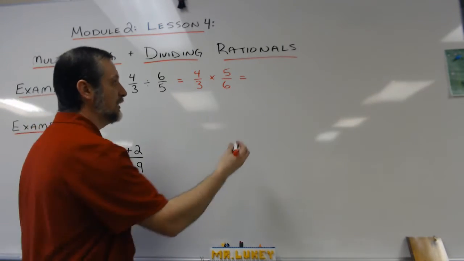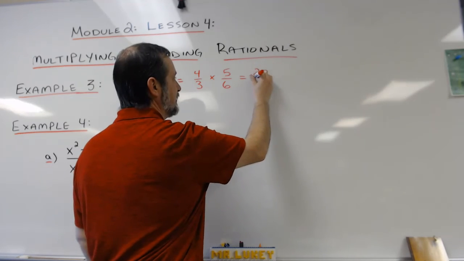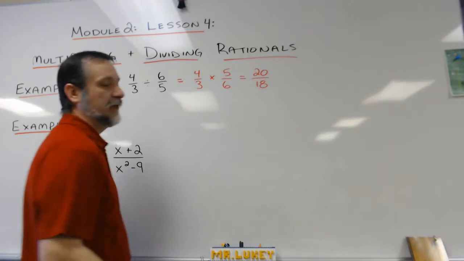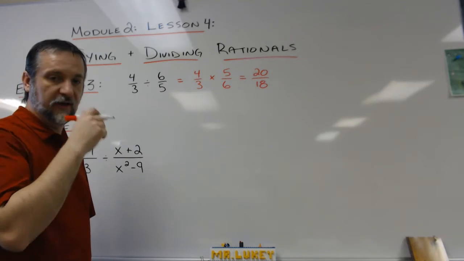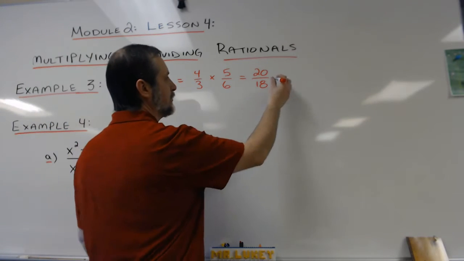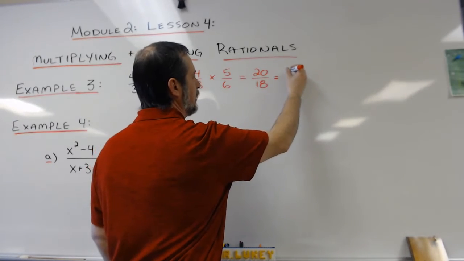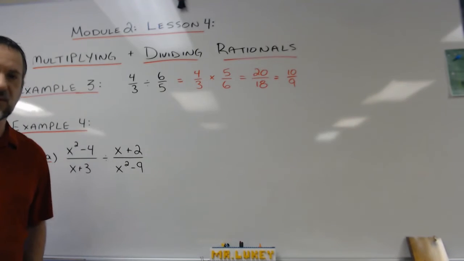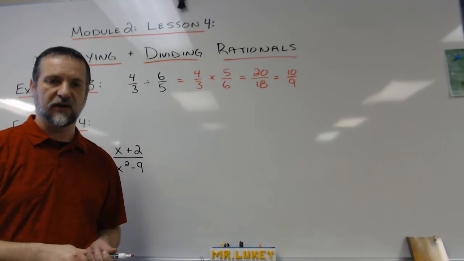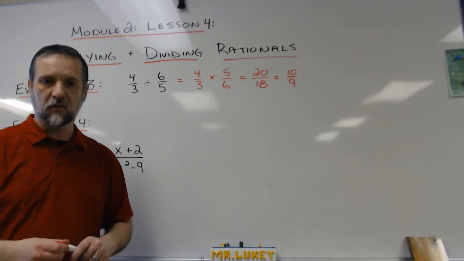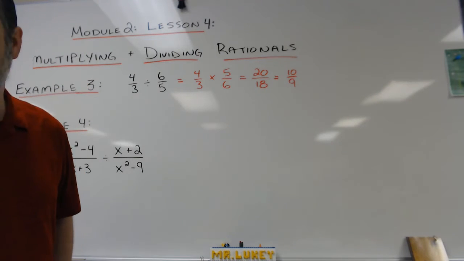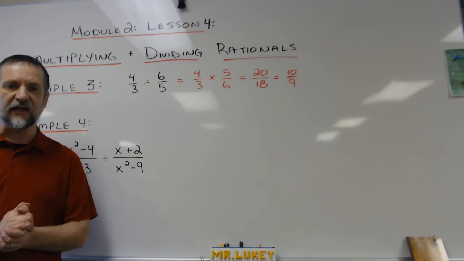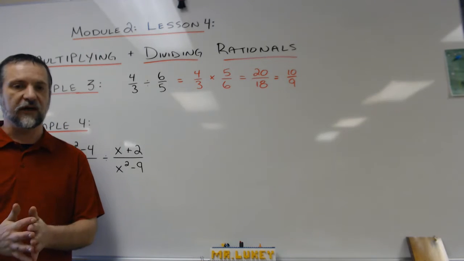4 times 5 is 20. 6 times 3 is 18, and simplify. Always we're simplifying as we're going. 20/18 will of course simplify to 10/9, and I'm okay with right now we're going to leave this as an improper fraction. We're going to keep going with these later. So that is a review on how to divide fractions.